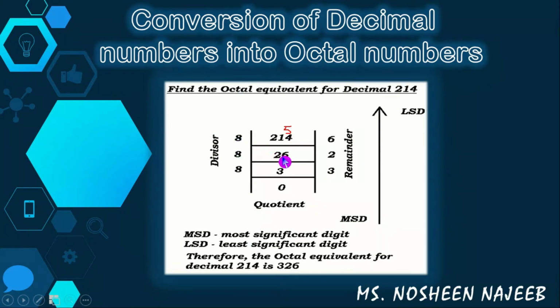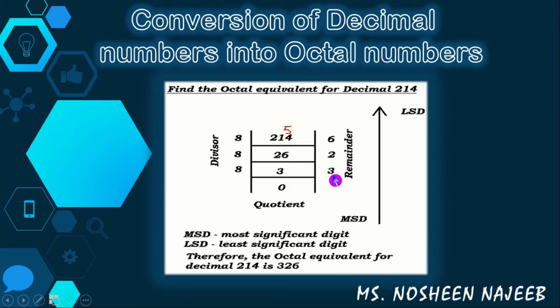8 6s are 48, and the remaining, when we subtract 48 from 54, is 6, and we will write 6 over here. The next one, we will again divide: 8 3s are 24, and the subtraction answer will be 2, and we will write 2 in the remaining column. 8 0s are 0, and this 3 will be moving to the remaining column.